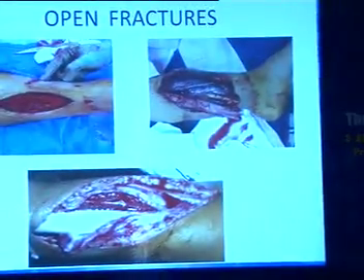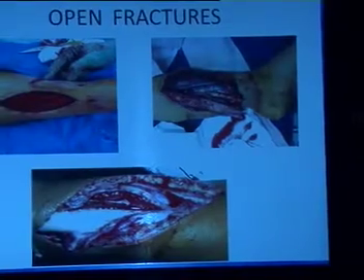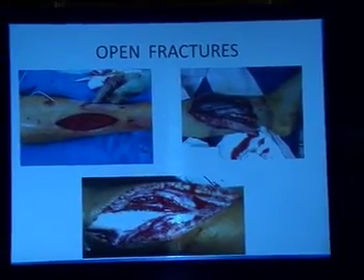As you all know, open fractures are troublesome to any orthopedic surgeon. So any open fracture should be dealt with soft tissue coverage and proper prevention of infection.